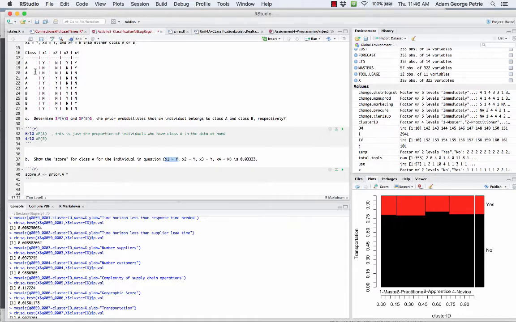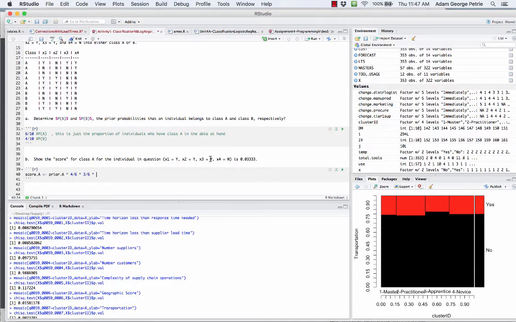If we're coming up with a score for class A, we focus in on just the people in class A from the data that we've collected, and we look at the proportion that have the same characteristic as our individual in question. There are 6 people in class A. 4 of those have yes, just like this person in question. So this will be 4 over 6, times, x2 is equal to y here. What fraction of these 6 people had x2 equal to y? Half of them did, 3 out of 6.